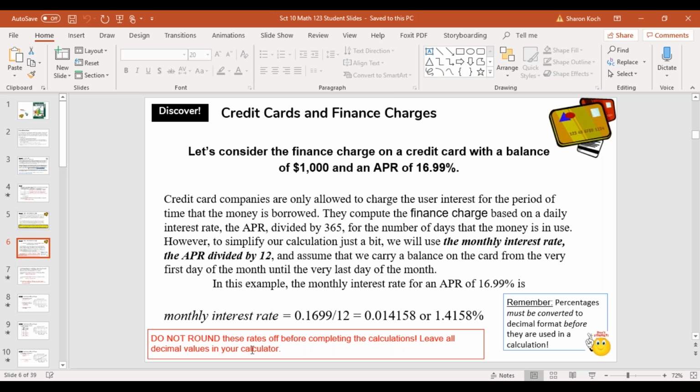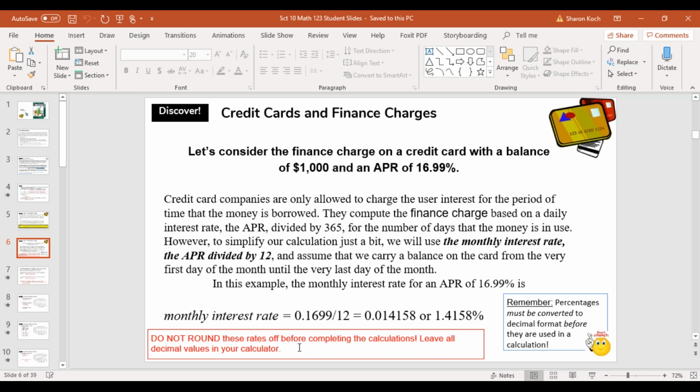Now notice it says, do not round these rates off before completing the calculation. Leave all these decimal values in your calculator. This is one of the biggest mistakes people make, and then they're trying to put these things into WebWorks and it's not coming out correctly because you rounded the numbers out. You really don't want to round anything out, especially with financial information. When you're doing calculations, you keep all those numbers in the calculator or computer until the very end.